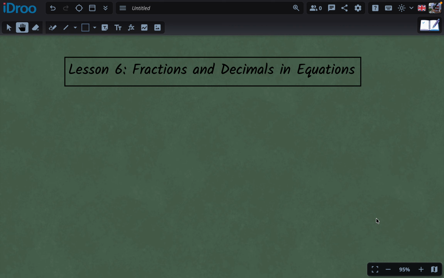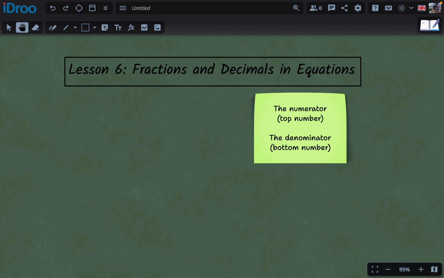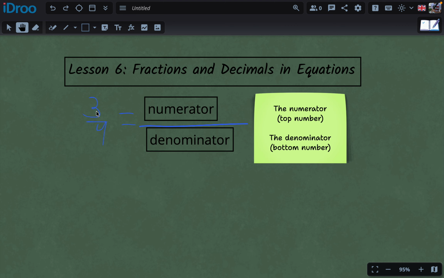A fraction has two parts, the numerator and the denominator. For example, 3 over 4. Here our numerator is 3 and our denominator is 4. So numerator means top number and the denominator means bottom number.